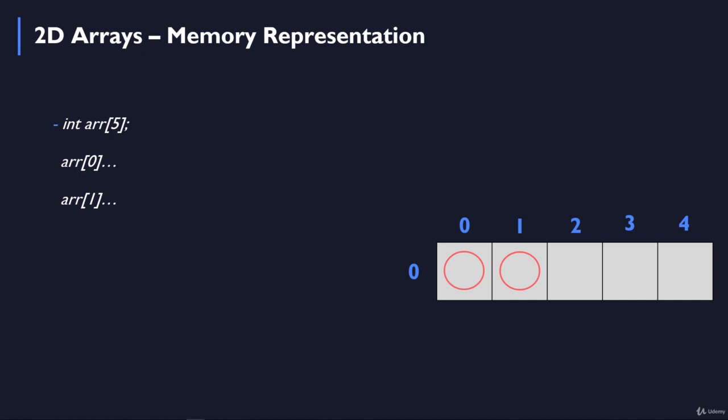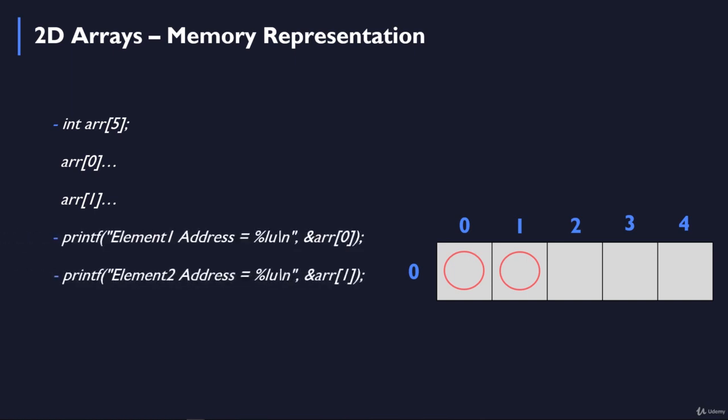Another thing that we can do is to print their addresses. If, for example, we are going to print the address of the first two elements by using printf, element 1 address equals %lu, and the address of the first element and the address of the second element. We use %lu just to print the address in some decimal representation so that it will be simply easier for you to understand the concept that I'm about to teach you.